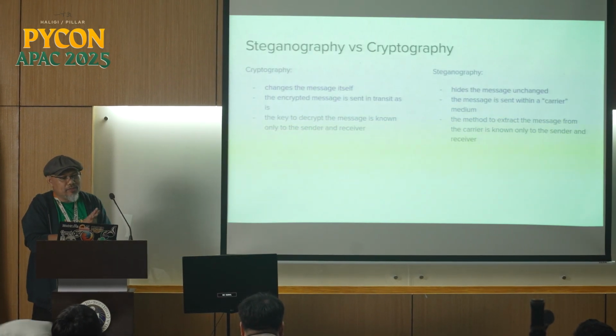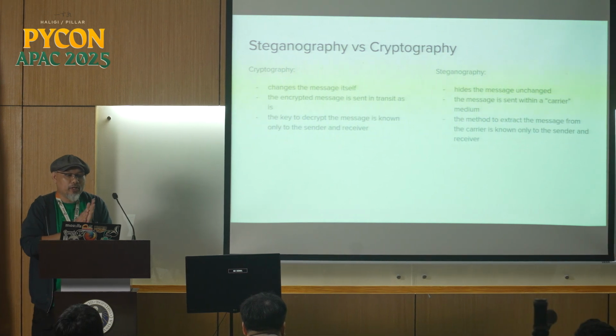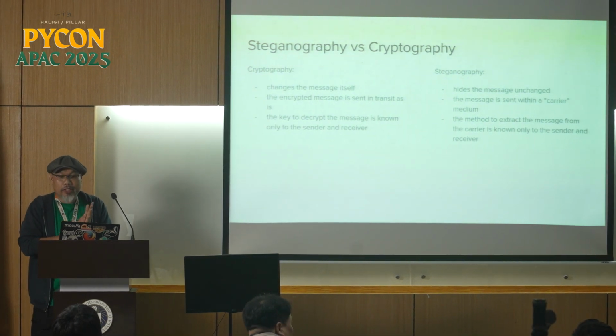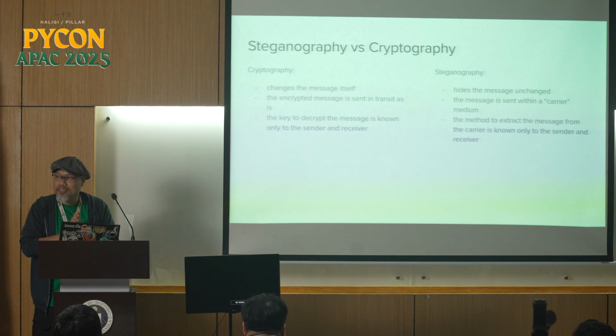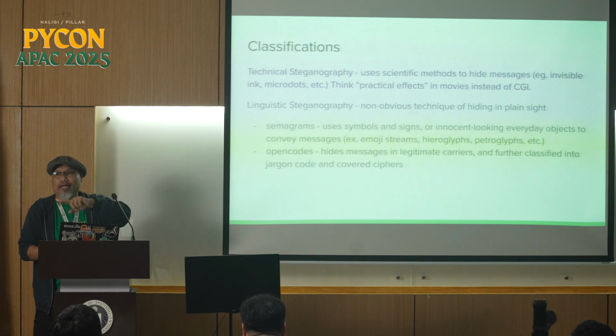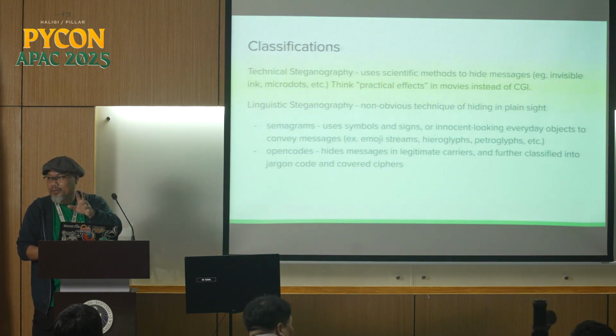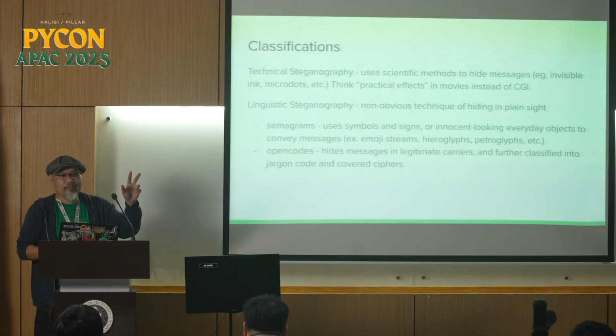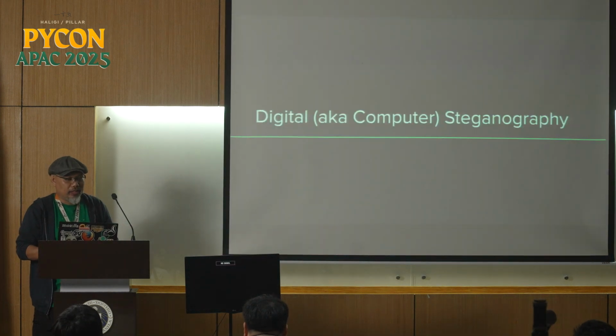The difference between steganography and cryptography is that cryptography changes the message, but steganography just hides the message. There's no change. Everything is hidden in plain sight. We have two types of steganography, technical and linguistic. Linguistic steganography is like gay lingo, for example, or code talkers from World War II. Technical steganography is the one that I'm going to be showing you using Python later.